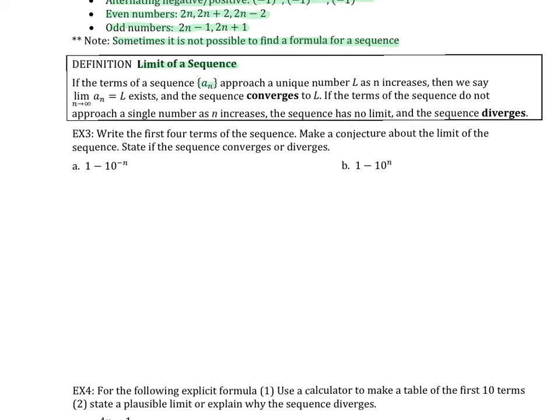So if you do have a sequence and it approaches some number L as your n's get larger and larger, then we write the limit of a sub n as n goes to infinity is equal to L. And if that limit does exist, then the sequence converges to that limit. So that would be the number that it's approaching. So if the sequence does not approach a single number, then there's no limit and the sequence diverges.